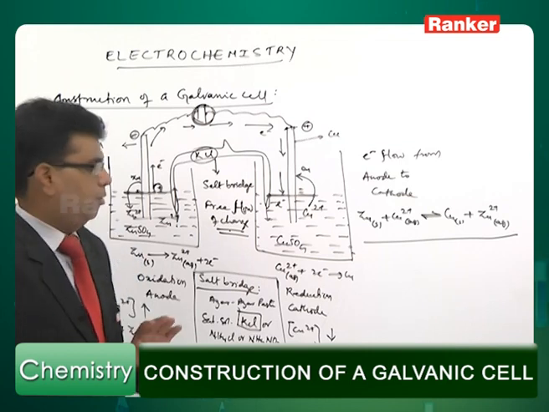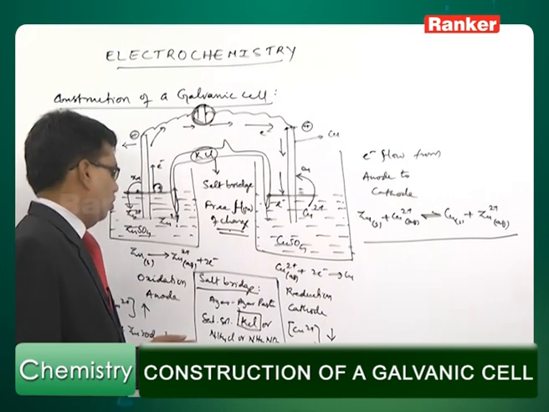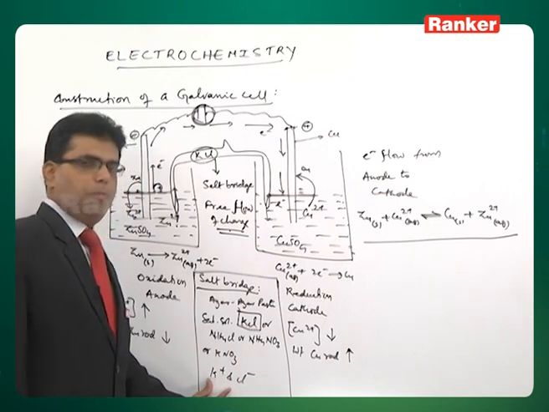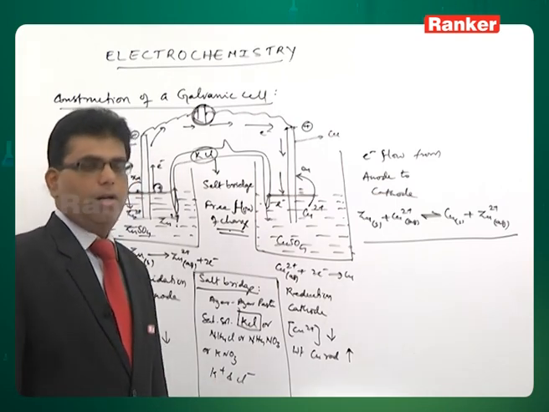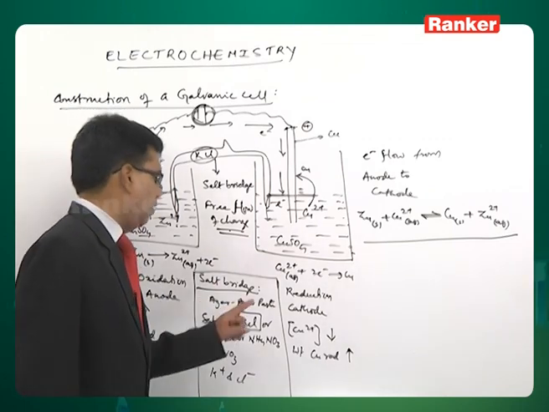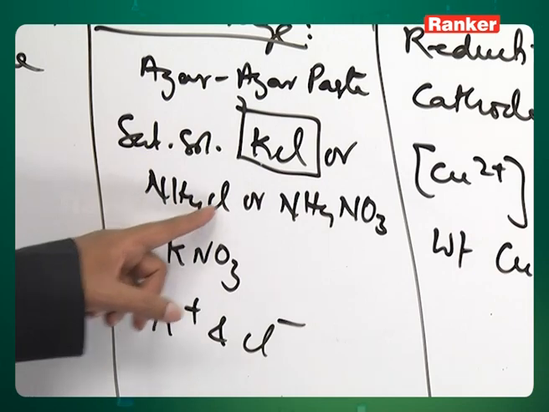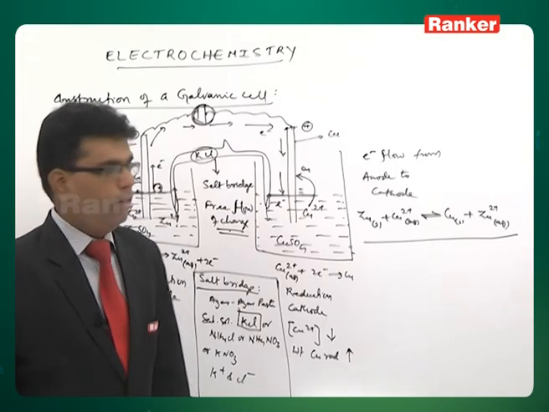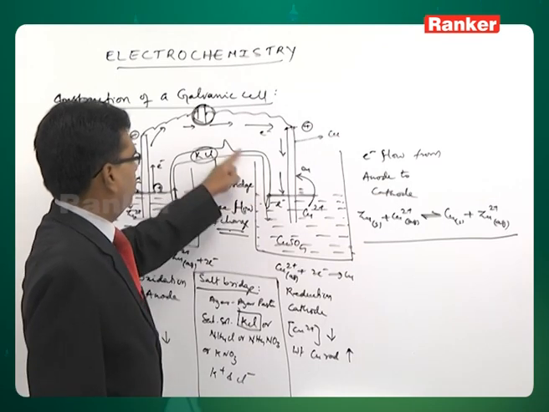So, keeping this in view, only those electrolytes where the two opposite ions have equal charge density are selected, and they are KCl, ammonium chloride, ammonium nitrate, or potassium nitrate.